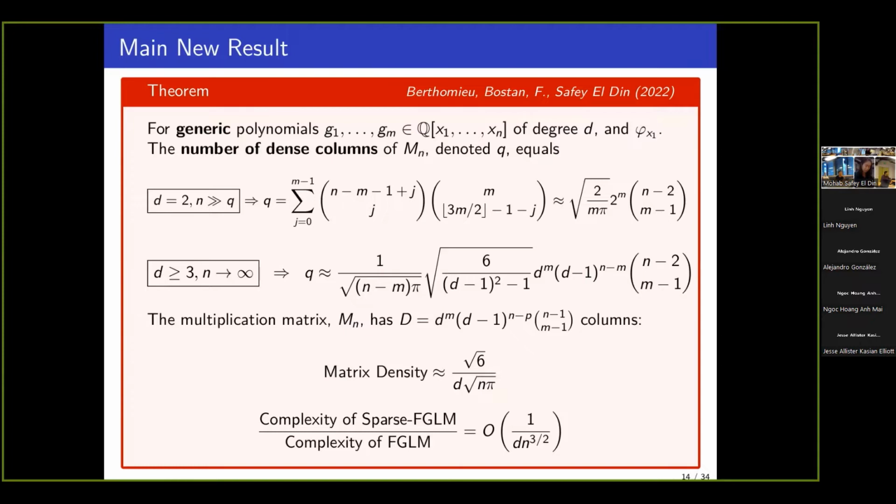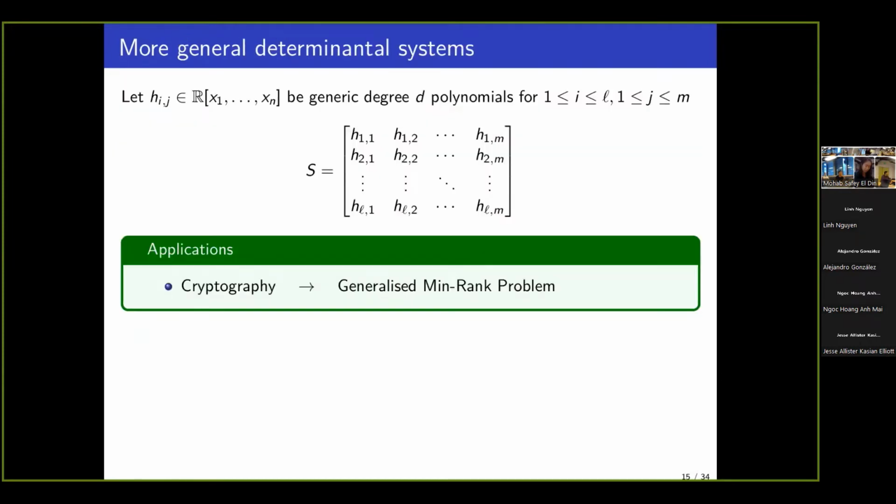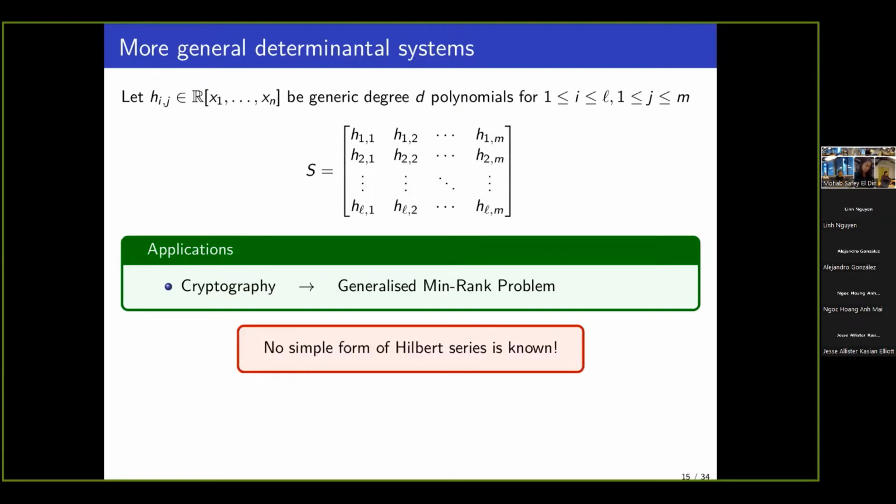But then we also have extended all of these techniques beyond the critical point setting to more general determinantal systems. So for instance, we could look at a matrix with generic polynomial entries, so an L by M matrix, and we can look at the minors of any size. This has applications in cryptography, for instance, a generalized MinRank problem. We note that for this case, there's no simple form of the Hilbert series that's known, and so we can't apply the full breadth of our techniques.